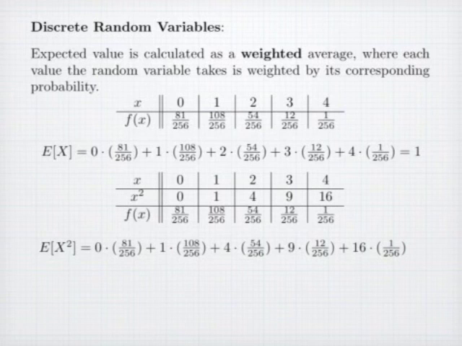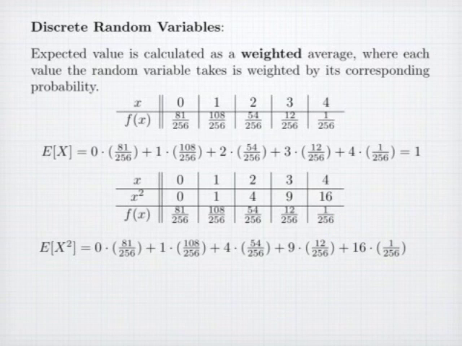For example, if I'm interested in x squared, when x is 0, x squared is 0. When x is 1, x squared is 1. When x is 2, x squared is 4. When x is 3, x squared is 9. And when x is 4, x squared is 16. However, the probabilities are the same as before. The probability of 0, 1, 2, 3, and 4 are unchanged.